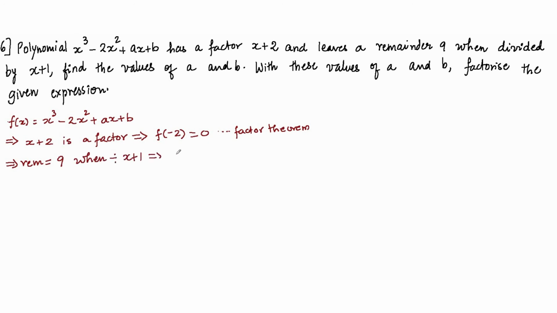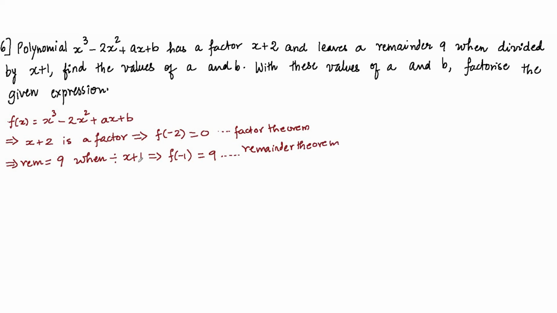So what this would imply is f of minus 1. So if I equate x plus 1 to 0, I get the value of x. So x is minus 1. F of minus 1 is equal to 9. This is according to the remainder theorem, right? Now if you notice, in my f of x there are two variables a and b.